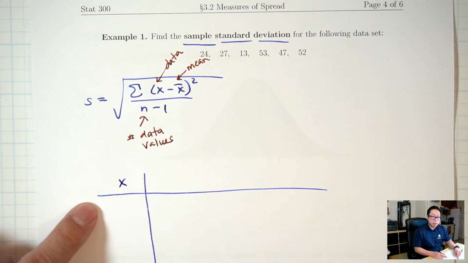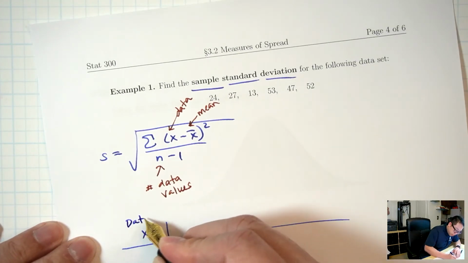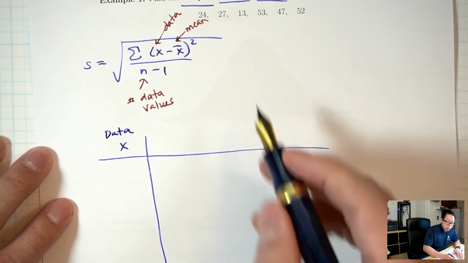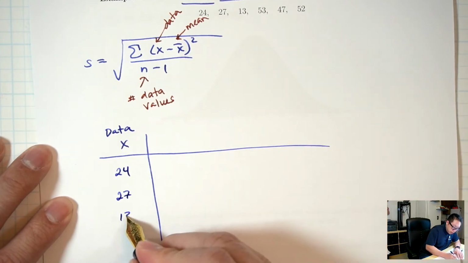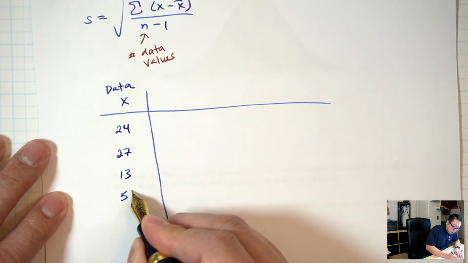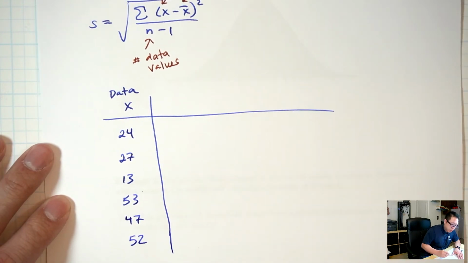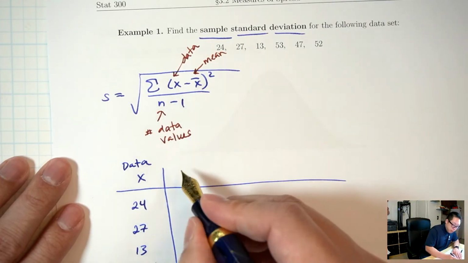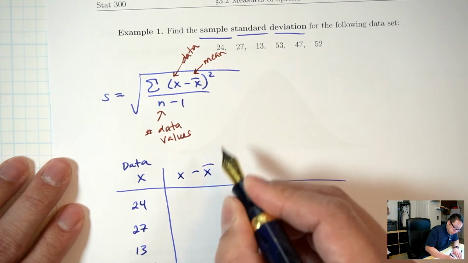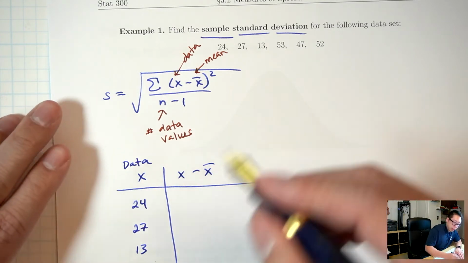Okay, so I'm going to first list my x's, my data. My data is 24, 27, 13, 53, 47, and 52. The first thing this is telling me to do is take each of my data and subtract it by x bar, which is the mean. Do I know the mean right now? No, not yet, right? So I do have to find the mean first.